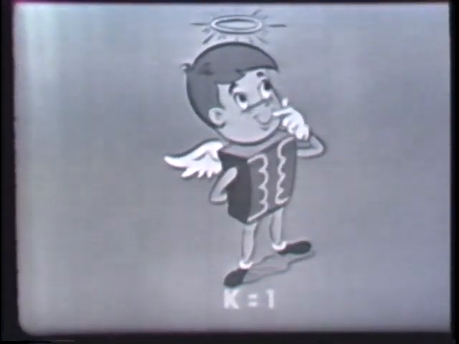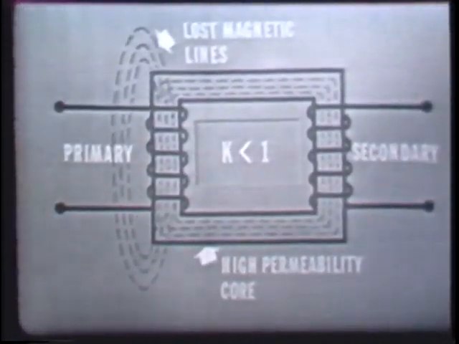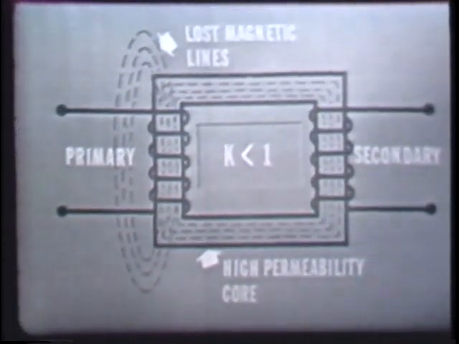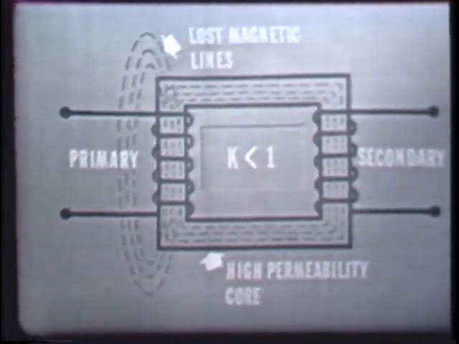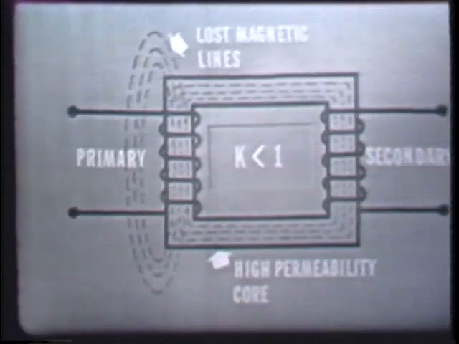Now, if all of the magnetic lines produced by the primary coil of a transformer were to cut the secondary coil, the coefficient of coupling then would be 1. The coefficient of coupling for an ideal transformer is also 1. However, even with high permeability iron cores, a few of the magnetic lines fail to cut the secondary and are, in effect, lost. Now, this prevents the coefficient of coupling from ever being exactly unity, or 1, in a practical transformer. It should be pointed out, however, that a coefficient of coupling of 0.98 is possible between the coils of a well-designed transformer.